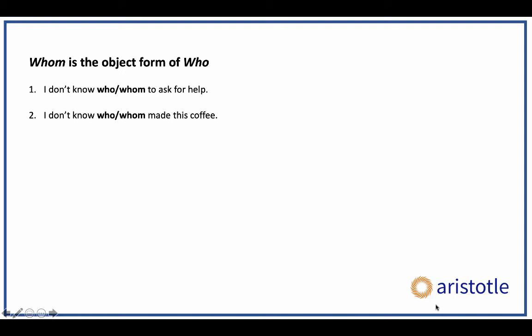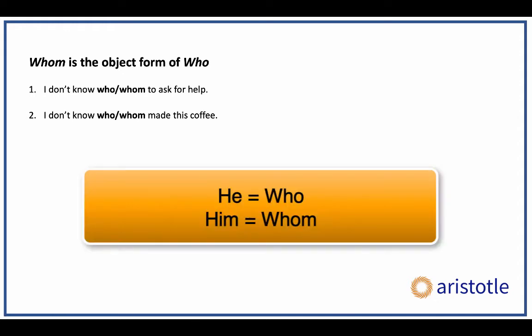See what happens when I modify it. I don't know who made this coffee or whom made this coffee. If I say this to you, what will you tell me? He made this coffee. You won't tell me him made this coffee. So in this case, the correct word was who, not whom. You can also use her and she, but that gets a little more confusing. He and him are the easiest and they always work.